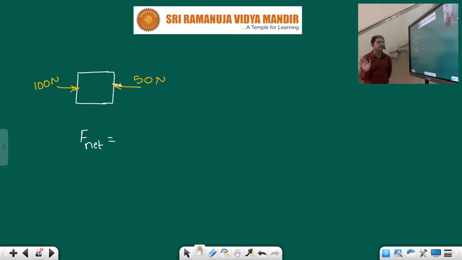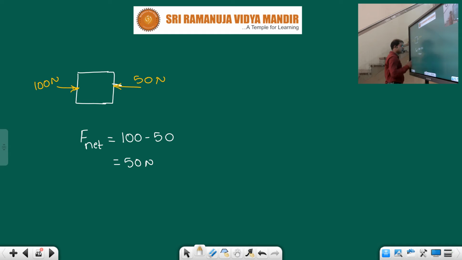See children, simple. First thing, we need to check the direction. Since both are in opposite directions, we subtract. But observe, children, if I am doing 100 minus 50, how much will we get? We get 50 newtons, right? Or we can do it like this also: F net is equal to 50 minus 100. So here how much will be the value? Minus 50 newtons.